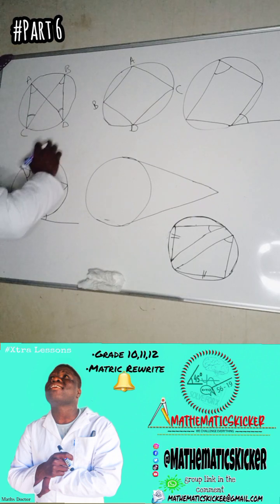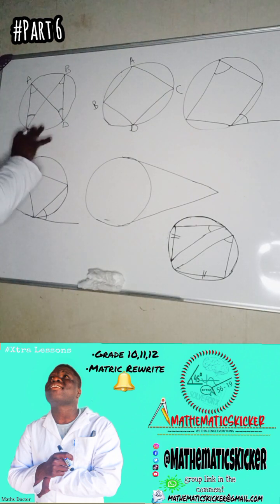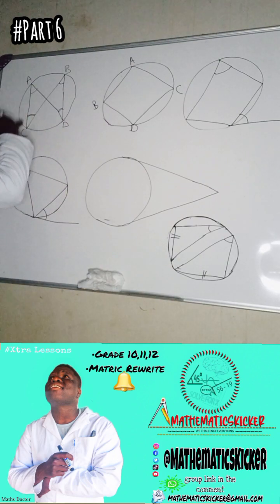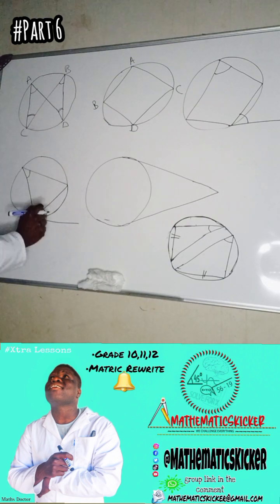In this theorem, you must know this theorem. It's very important to know this theorem. In this theorem, if you have given that this is a cyclic quad, then in this case, we can conclude by saying that angle A is equal to angle B and angle C equal to angle D.